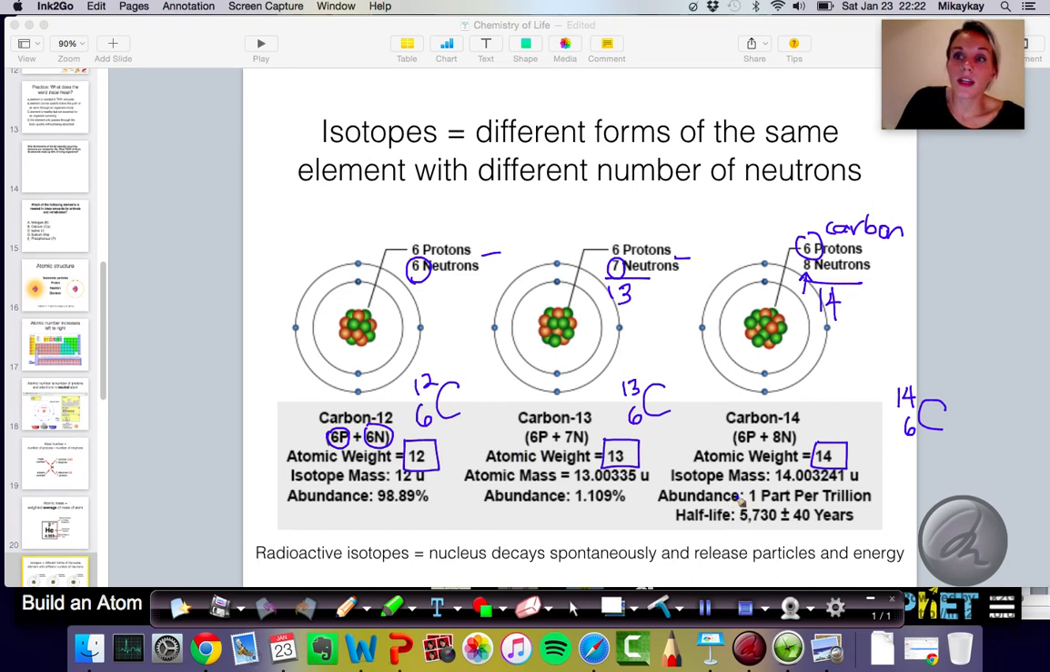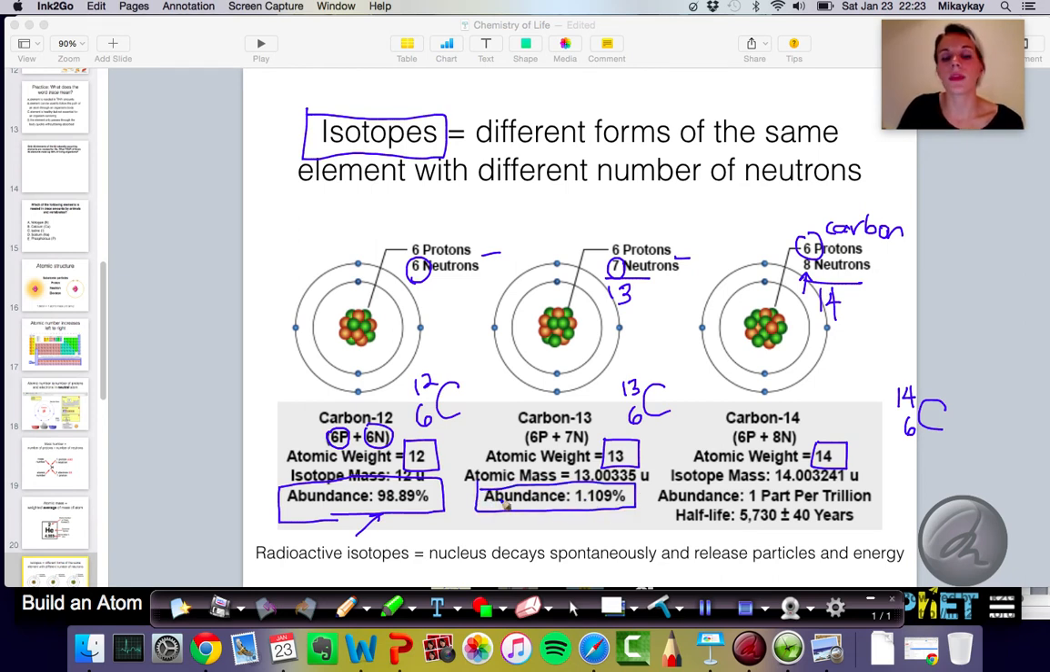But it turns out that these different isotopes, these different forms, don't exist in the same amounts, right? So for carbon, almost 99% of carbon is carbon 12. So the majority of the carbon that you come across in the world is carbon 12. Approximately 1% of it is carbon 13, right? So if you had 100 carbon atoms, about 99 of them would be carbon 12. They would have a mass of 12. And maybe one of them would have a mass of 13, right?